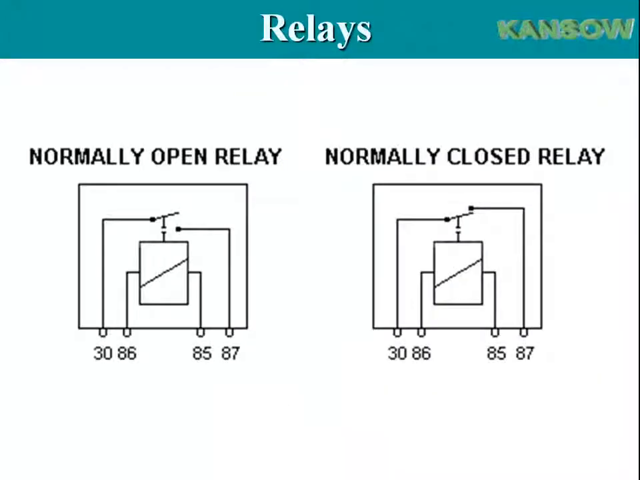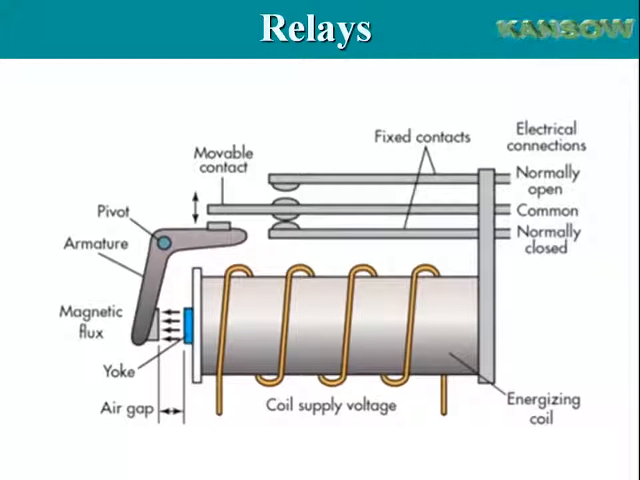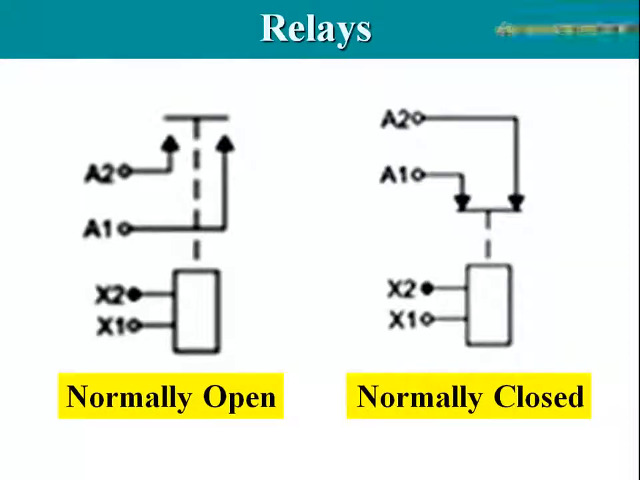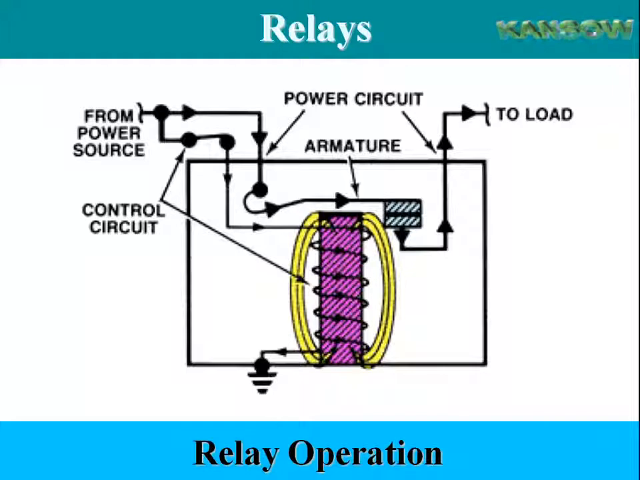There are two types of relays, normally open and normally closed. A normally open (NO) relay has contacts that are open until the relay is energized, while a normally closed (NC) relay has contacts that are closed until the relay is energized. When the control circuit switch is closed, current flows to the relay and energizes the coil. The resulting magnetic field pulls the armature down, closing the contacts and allowing power to the load.